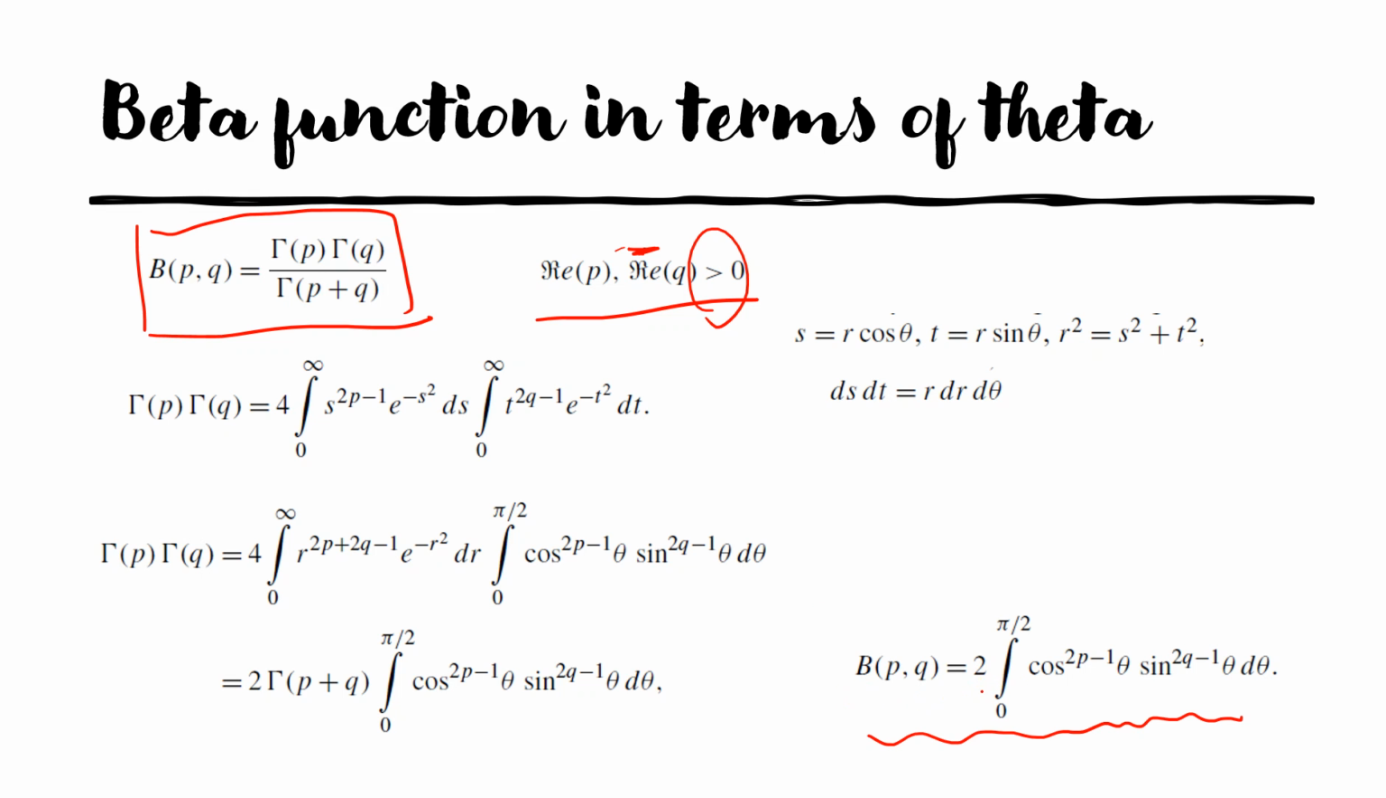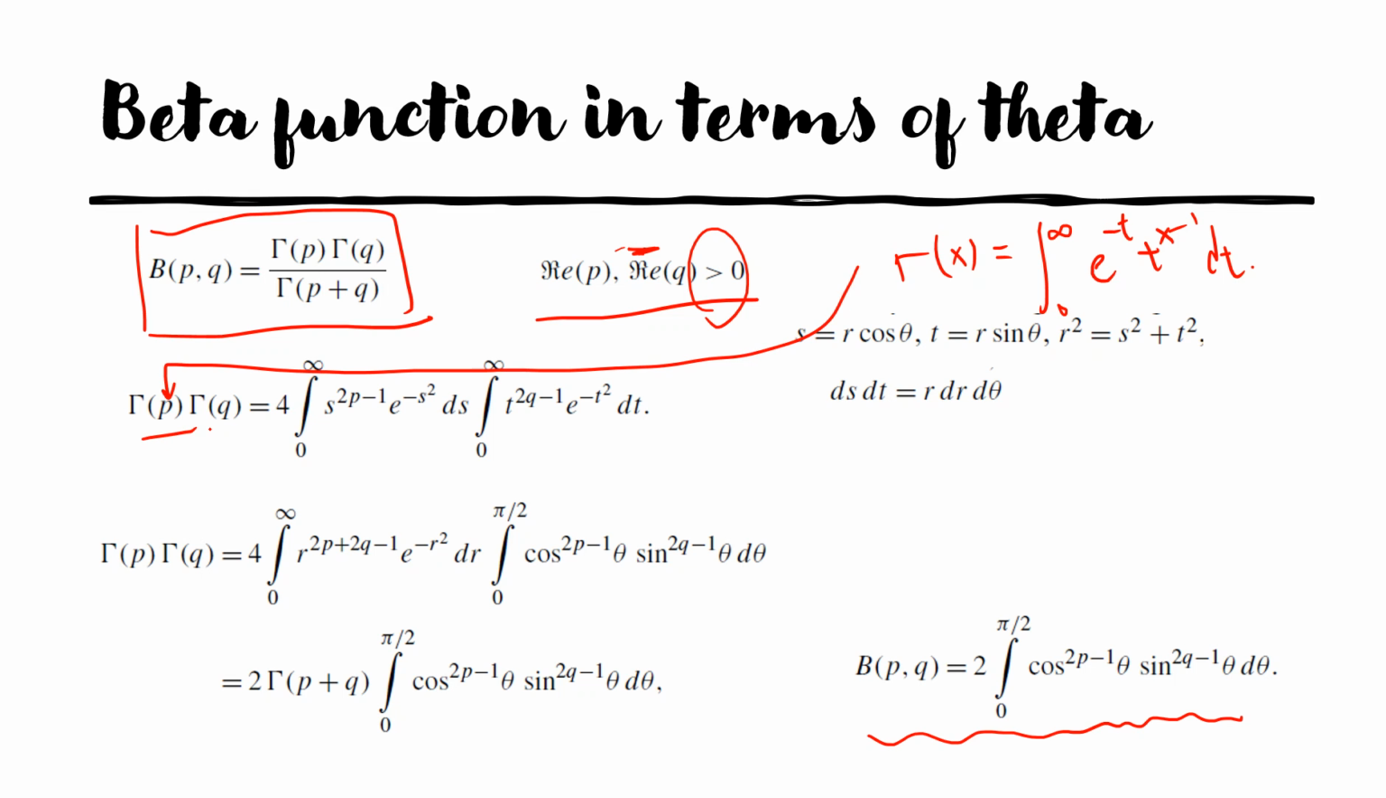that this B(p, q) is the same as 2 times the integral from 0 to pi over 2 of cosine to the power 2p minus 1 theta times sine to the power 2q minus 1 theta, d theta. The reason is, let me remind you, this is the definition of the gamma function. I think everyone remembers it. So we start from gamma p times gamma q, and then it becomes this. I also use another version that I already proved in a previous lecture, using t equals y squared.